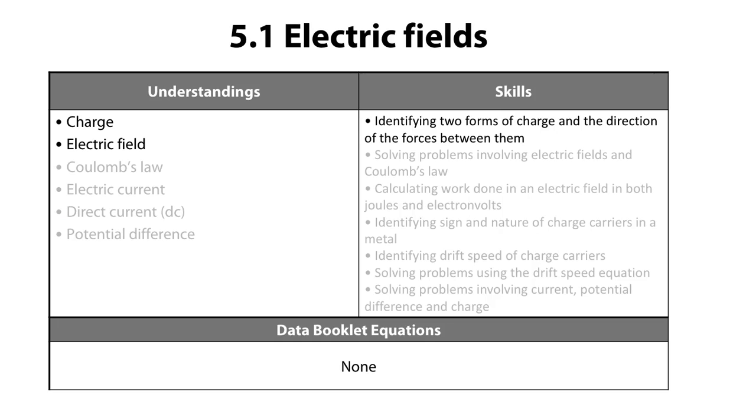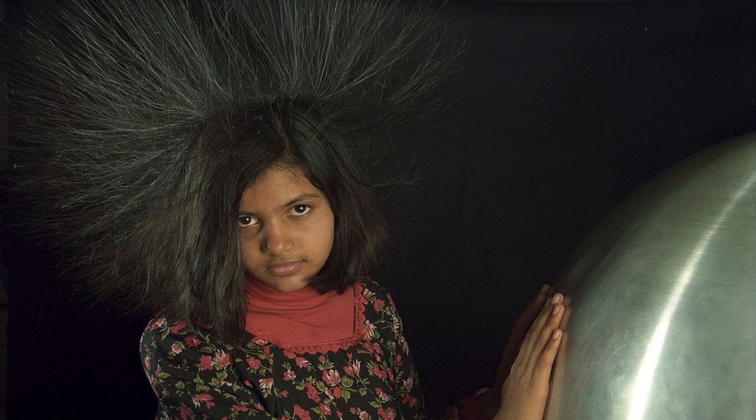This is a list of all of the understandings and skills in this section, of which we'll be looking at the ones in bold. And this is a photograph of a young girl. She's in Mumbai at the Museum of Science and Technology, and something weird is happening to her hair. What is that?